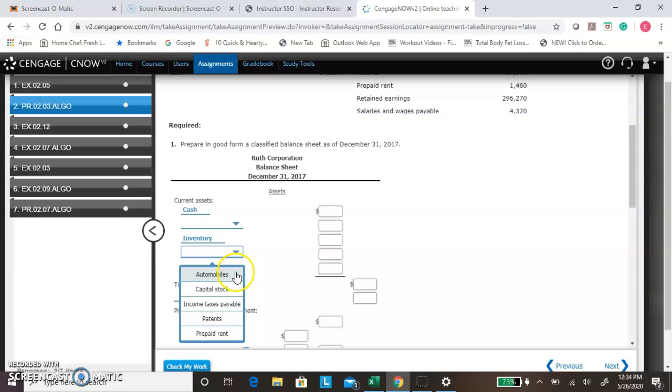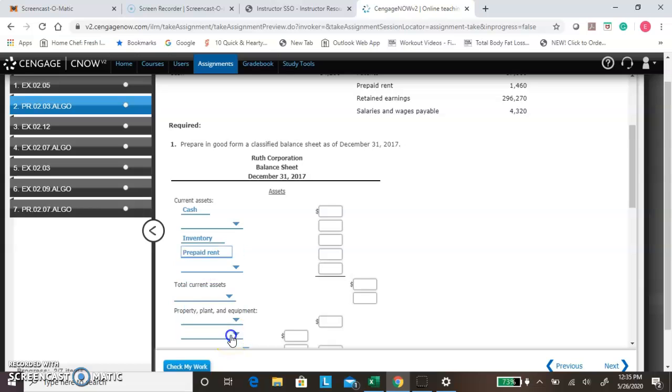All right. Automobiles, you use automobiles for longer than a year usually, so that's not a current asset, although it is a long-term asset. Capital stock is an equity item. You see the word payable there, you know that's a liability, not even an asset. Patent is an asset, but it's not a current asset. That's usually a longer term, and it's what's considered an intangible. So patents, you can't physically touch them, so they're considered an intangible.